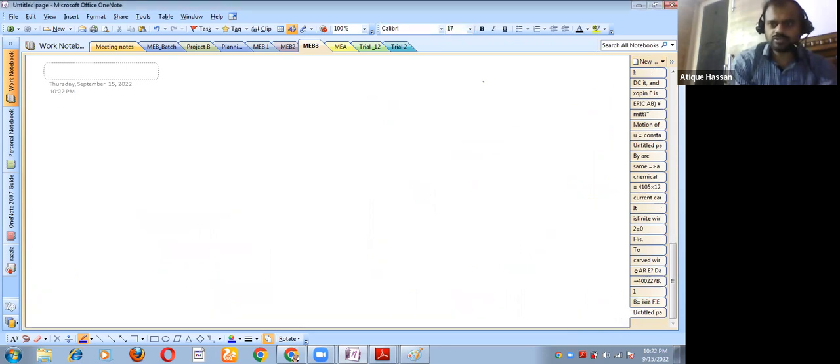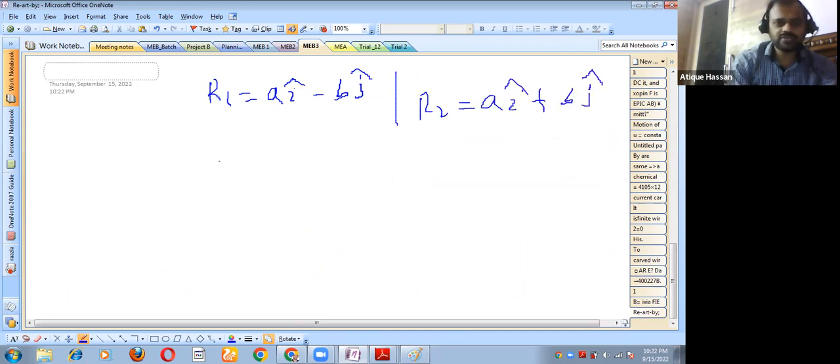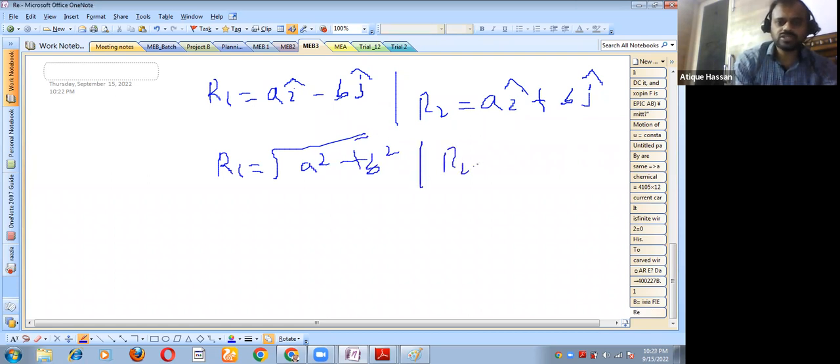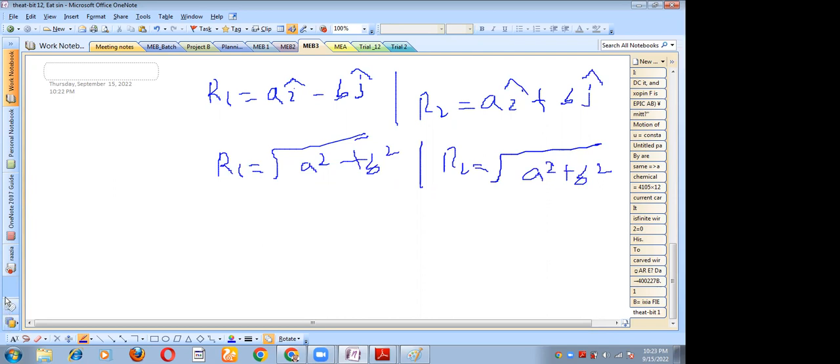If you remember the vector concept, if you have two vectors, R1 equal to A i minus B j, and R2 equal to A i plus B j, both are perpendicular vectors with the same magnitude. Both will have magnitude root of A square plus B square. So their magnitude is the same, whether it is minus or plus. Two perpendicular vectors will always have magnitude under root A square plus B square, since we are taking the hypotenuse, right? Getting my point? Why is it so?